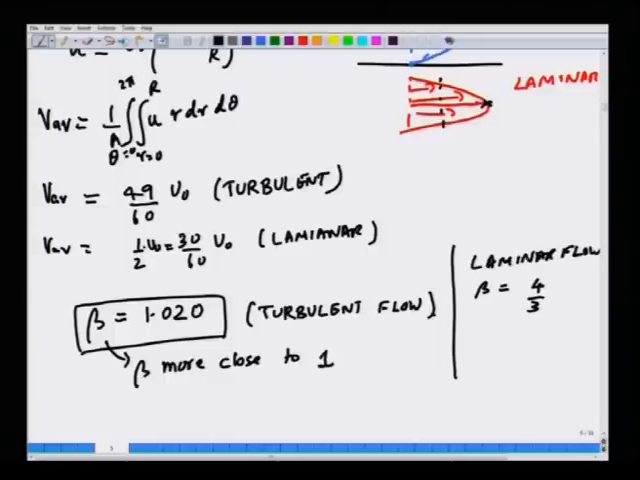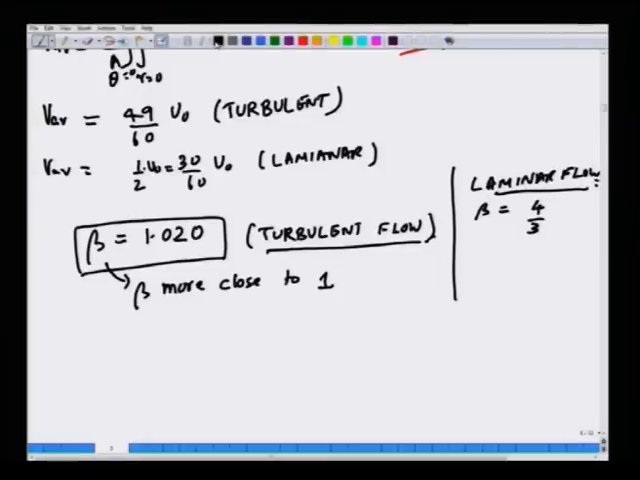So, in many practical problems, if the flow is turbulent, then it is a good approximation to keep the momentum correction factor as 1, because the error incurred by replacing 1.020 with 1 is not much. Whereas, for laminar flows it is always good to use the actual momentum correction factor 4 by 3 when you compute various forces using the integral momentum balance, because indeed the differences are huge when you consider laminar flow.